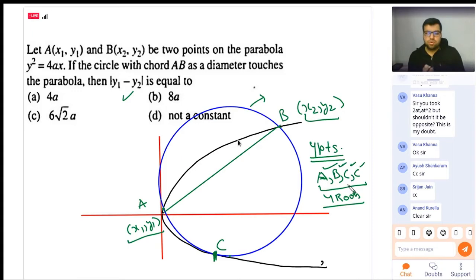So to solve these two equations, you will form a biquadratic, basically a fourth degree polynomial in x or in y. And then you know A and B are already two known roots, and the other two roots are repeated roots. So this way you will be able to solve it. For repeated roots, you know the condition, you will do D equals 0.